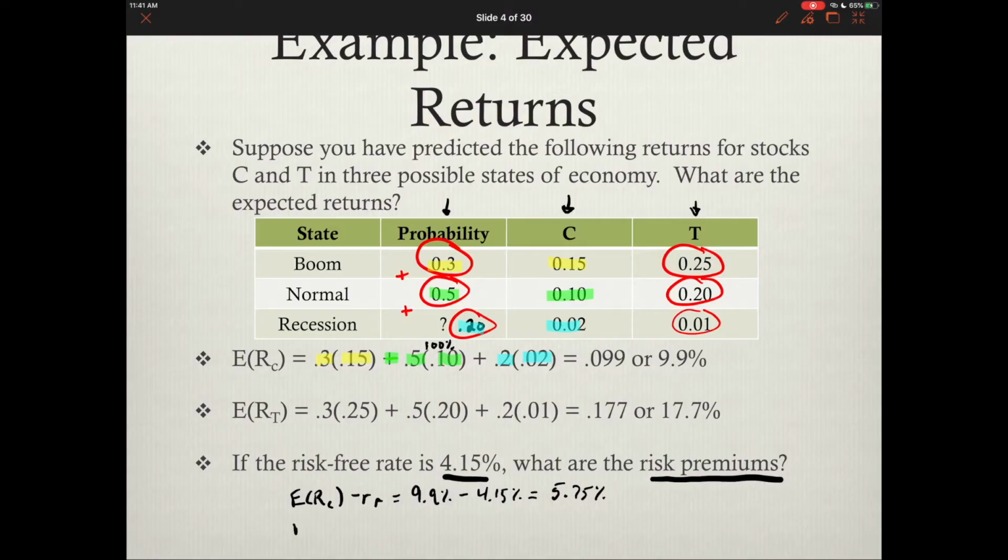Now we can look at stock T. So you take the expected return of stock T minus the risk-free rate. The expected return of stock T we calculated at 17.7%, subtracting the risk-free rate, and we get a risk premium of 13.55%. So here we have calculated the expected return of an individual security and also looked at the reward that we would receive by taking on this risk, using expectations of different economic scenarios, so different probabilities for these different economic scenarios and the return of the individual securities within those scenarios.